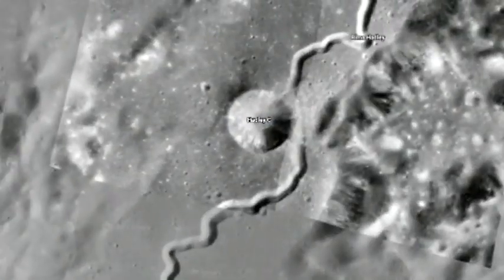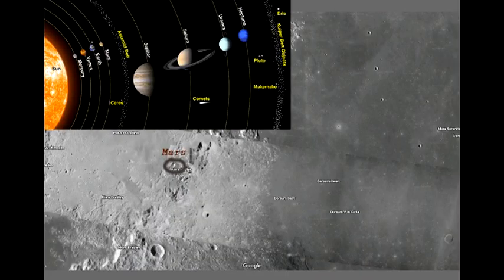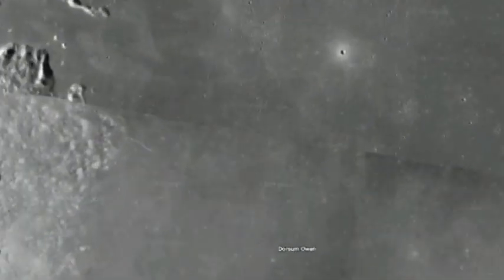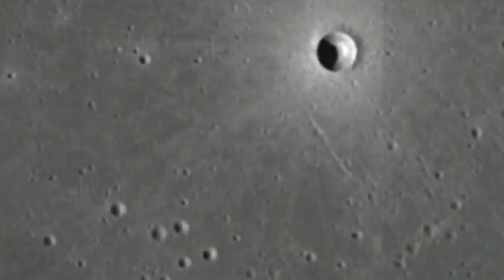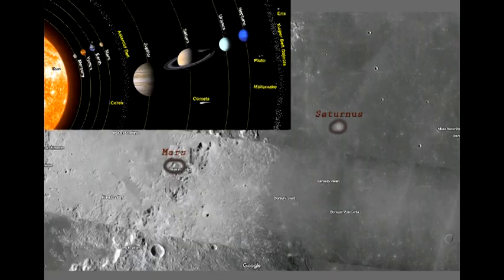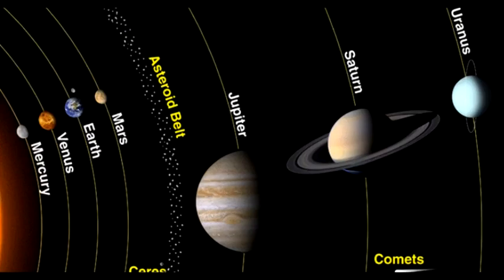The planet Mars, Hadley C, and the planet Saturn, Lineae. So let's take a look at the planets. Between Saturn and Mars there is Jupiter and the asteroid belt.